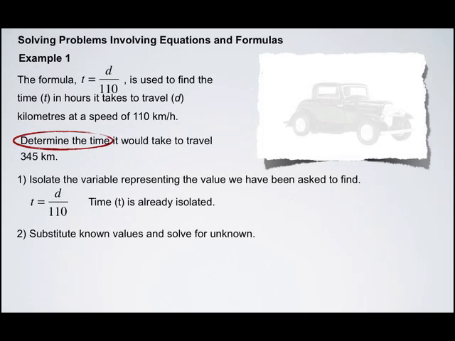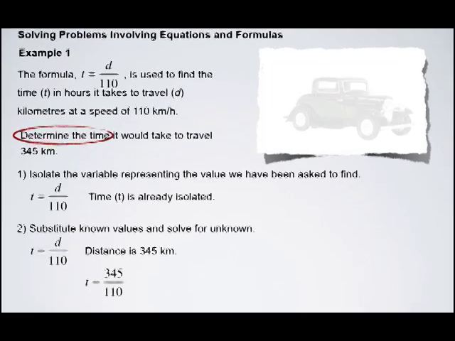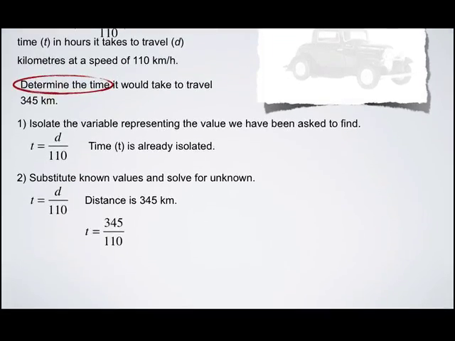The second step is to substitute known values and solve for the unknown. Well, we know a value. We know the distance we're looking for is 345 kilometers. So, we substitute that for d in our formula, and we come up with t is equal to 3.136 repeating hours.